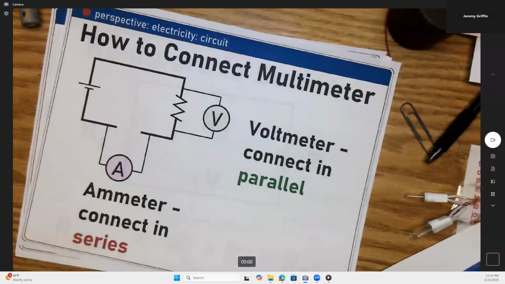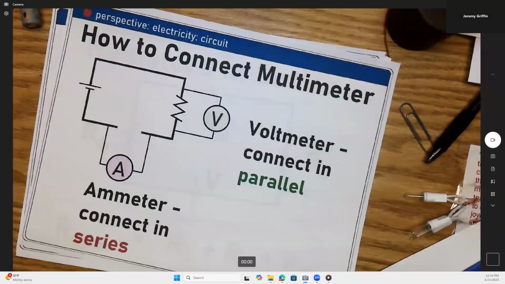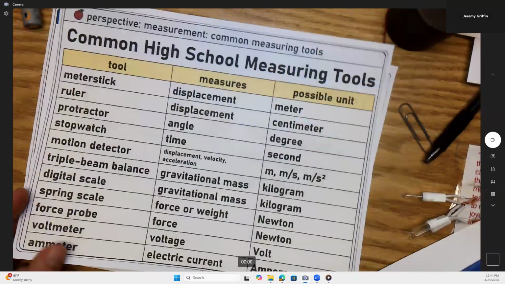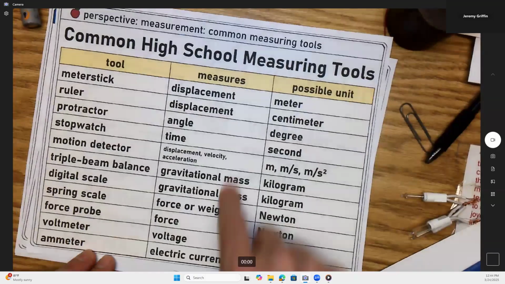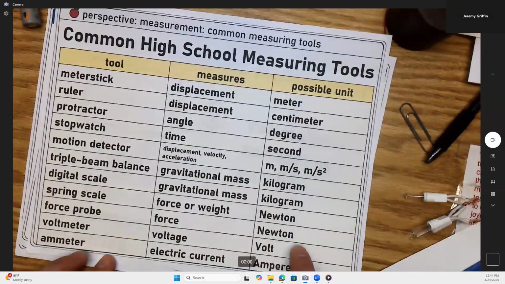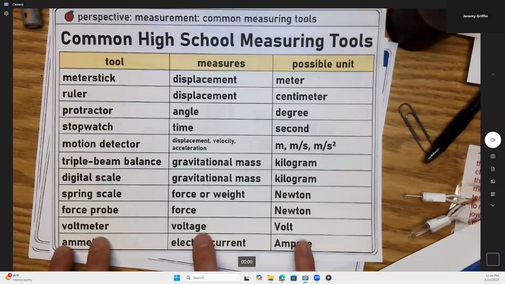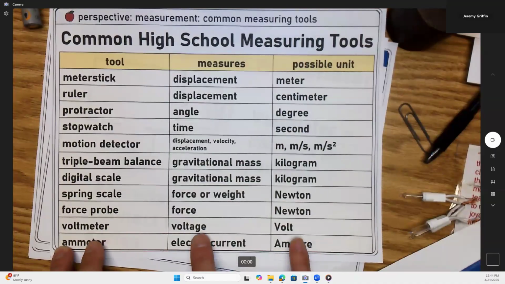Now, I got a new tool for you guys. I got a multimeter. So let's go back. Last semester, you guys used these tools to measure these variables with these units. And look at the very bottom of this list: voltmeter and ammeter to measure voltage and current. So voltage in volts, or potential difference in volts, and then current in amps. You guys see that? Okay.